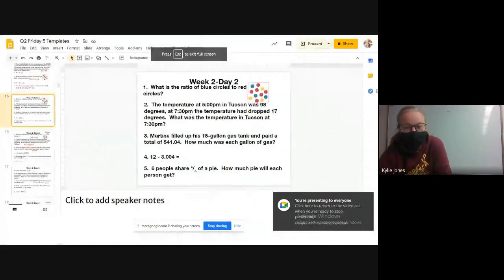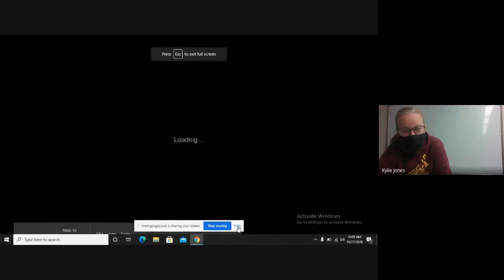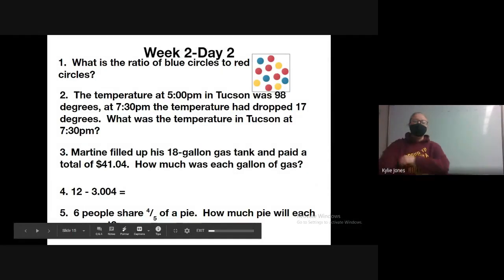Alrighty, here's the warm up. There are 5 questions on this one. Number 1, what is the ratio of blue circles to red circles? Number 2, the temperature at 5 p.m. in Tucson was 98 degrees. At 7:30 p.m., the temperature had dropped 17 degrees. What is the temperature at 7:30?